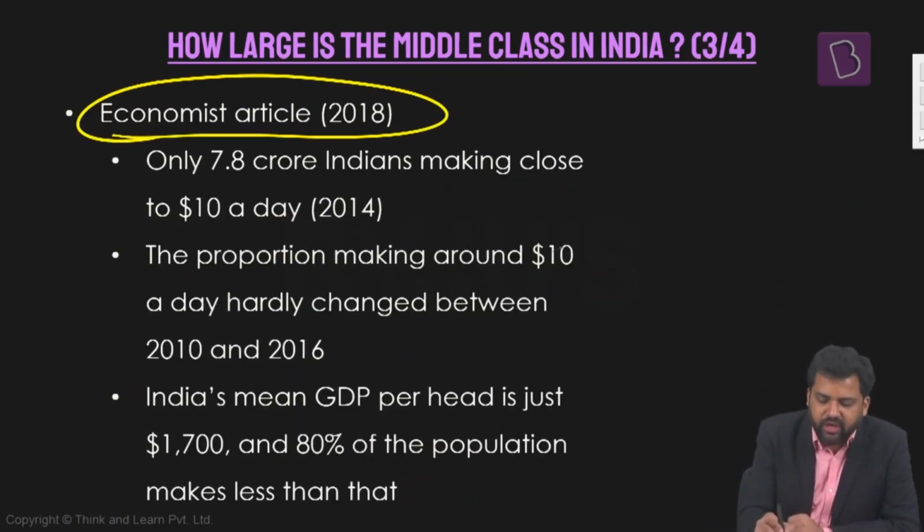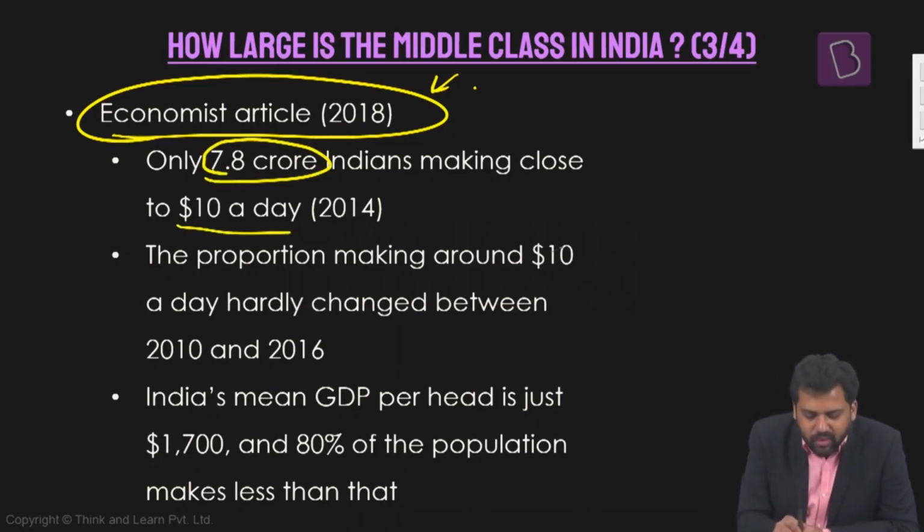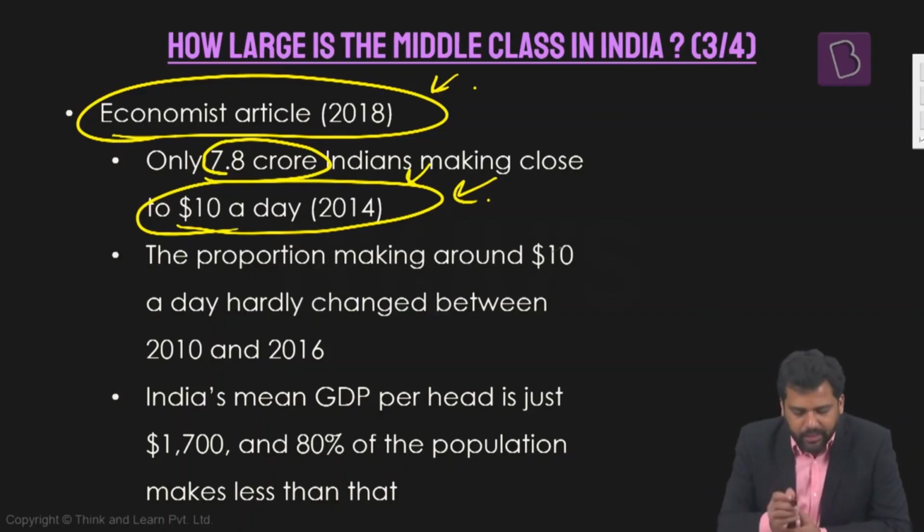There was this article in the Economist in 2018, and there was a lot of debate at that point of time. And I think, if I'm not wrong, the title of the article was The Missing Middle Class. So what it is saying is, only 7.8 crore Indians make somewhere around $10 a day. And this is 2014 data. So $10 a day is not a huge number, and just 7.8 crore people are making it.